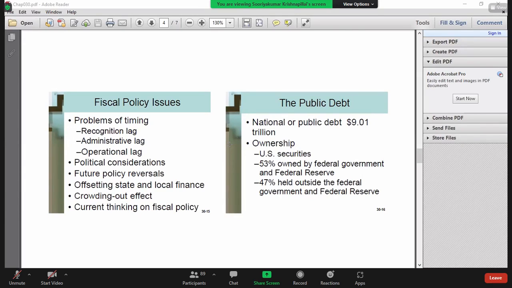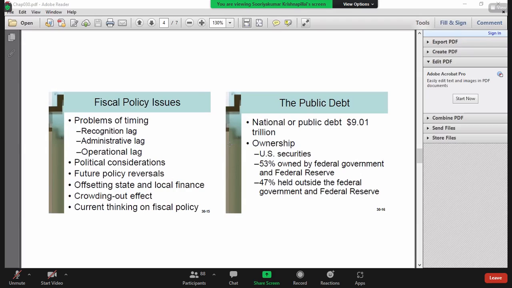So there will be a crowding out effect. We cannot expect more increase in real GDP because that negatively affects the private sector. So these are the things related to fiscal policy.